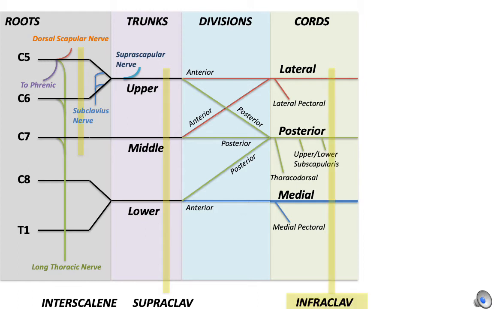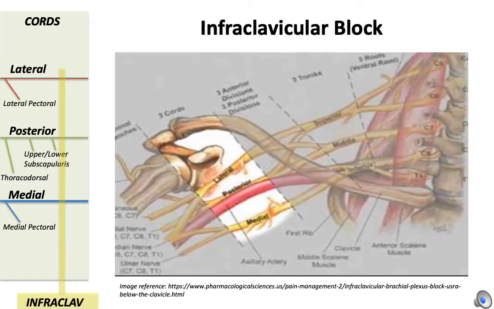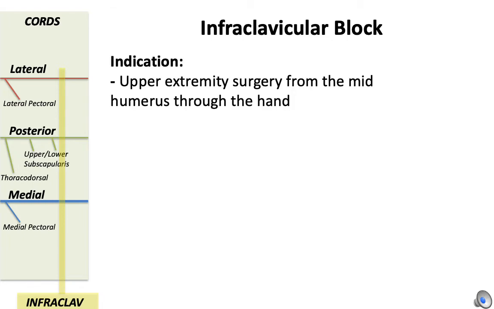Here, at the level of the cords, we will pause to talk about the infraclavicular nerve block. In the picture above, you can see that at this point in the brachial plexus, the cords are found surrounding the axillary artery. The indications for an infraclavicular nerve block include upper extremity surgery from the mid-humerus through the hand.